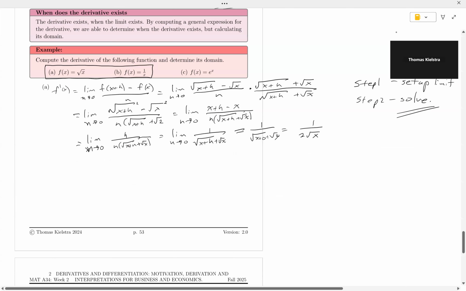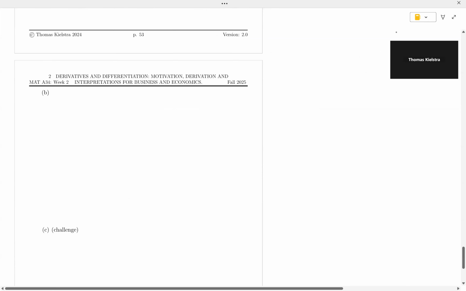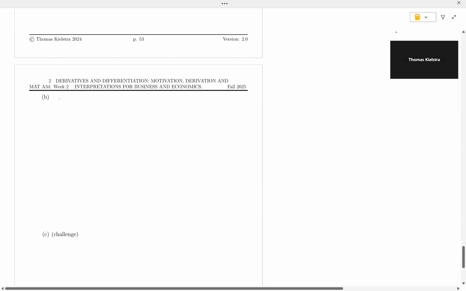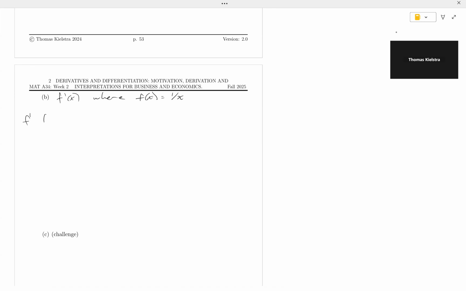Now, let's take a look at our second example, example B. So we're looking at f prime of x, where f of x equals 1 over x. So f prime of x is equal to the limit as h approaches 0 of f of x plus h minus f of x all over h. So this equals the limit as h approaches 0 of, my function is 1 over x plus h, because I'm replacing my x with x plus h, minus 1 over x, all divided by h.